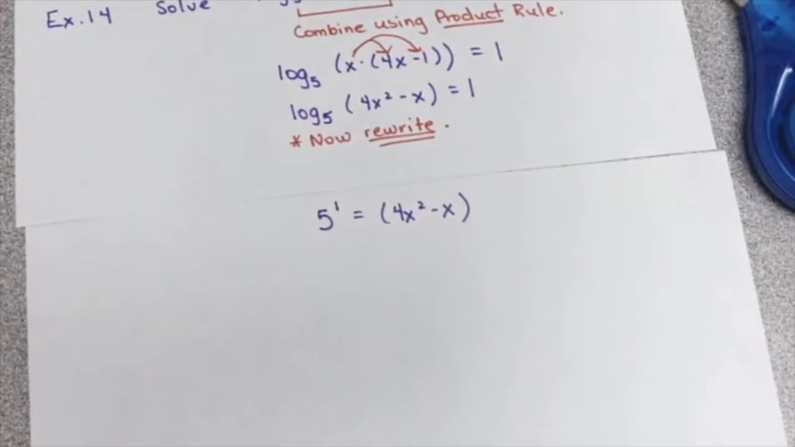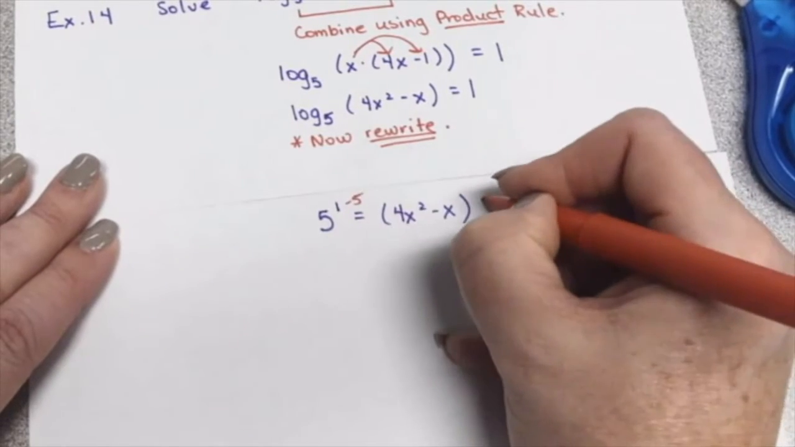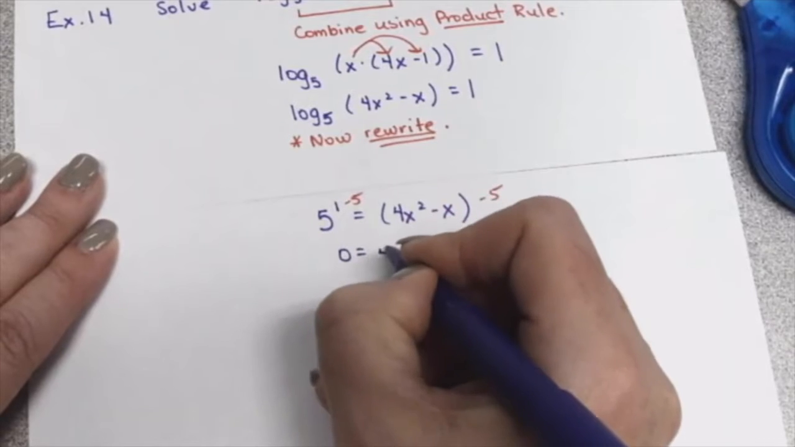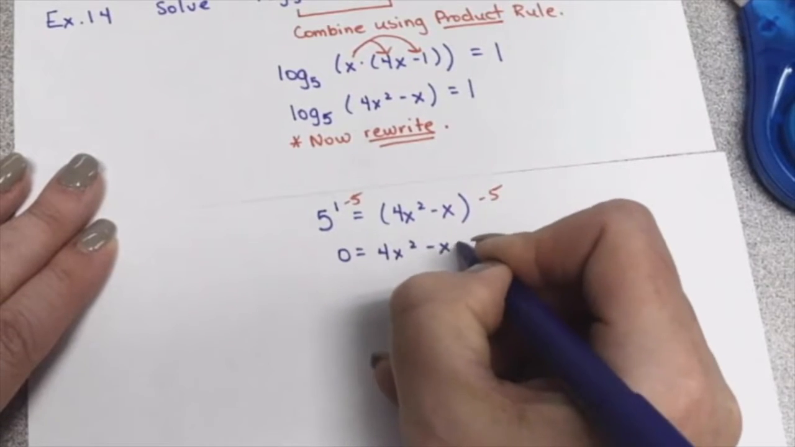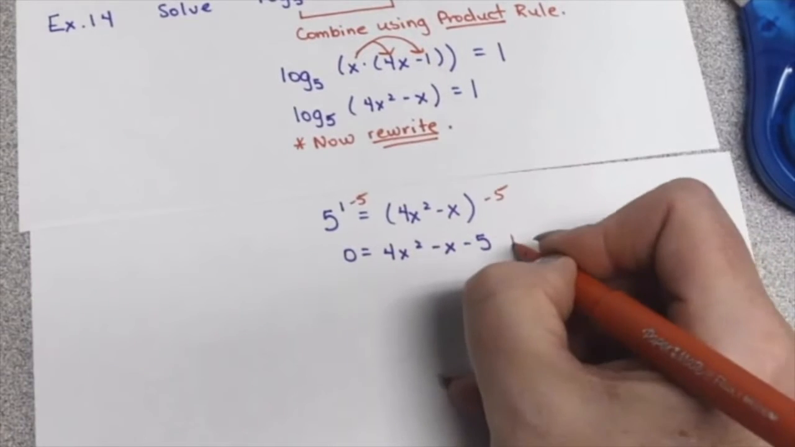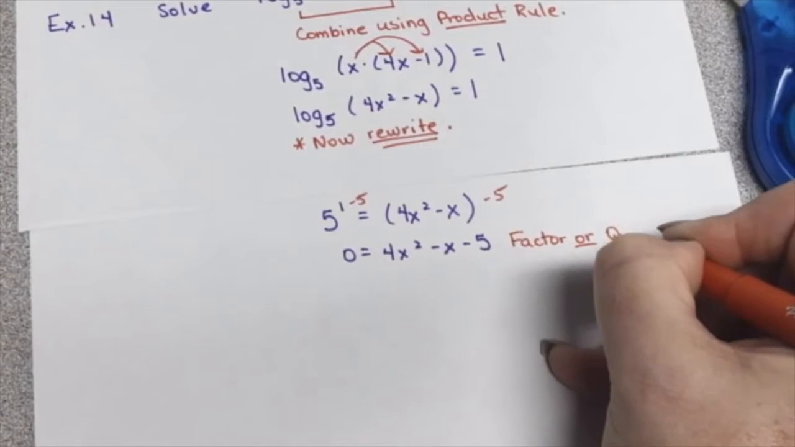So why is this better than what we started off with? What does it not have in it anymore? No more logs, right? So now we just need to solve it like an x squared equation. So I'm going to move 5 to the other side, because I need to have x squared equations equal to 0. So right here, I'm either going to factor or I'm going to use quadratic formula.